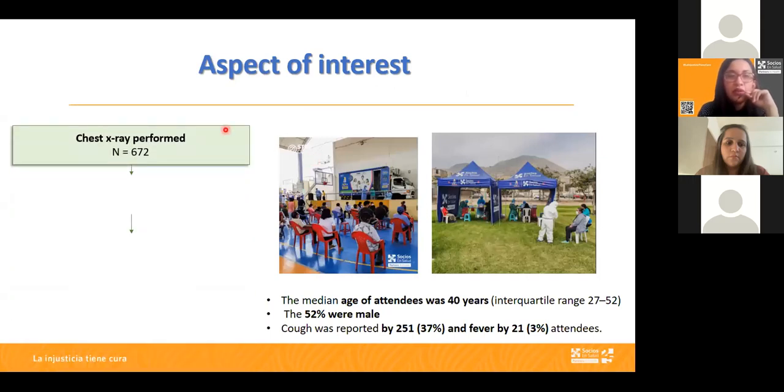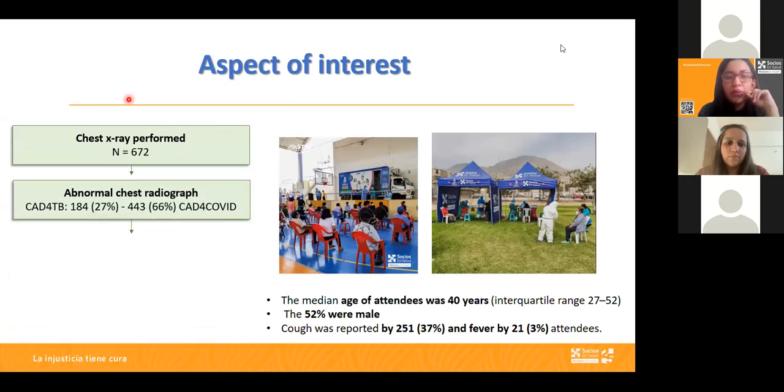Some areas or aspects of interest that we need to take into account. And as I said, I am only presenting information of one single activity. Here we carried out 672 chest x-rays, just to give you an example. Back then, when we were somewhat lowering the number of COVID cases, we had an abnormal chest x-ray that you can see here, which is usually what we find in this community. And for COVID, we had 66%, and for TB, we had 27% of our normal chest x-rays. We diagnosed 4 people who had a TB diagnosis and 44% with a COVID diagnosis.